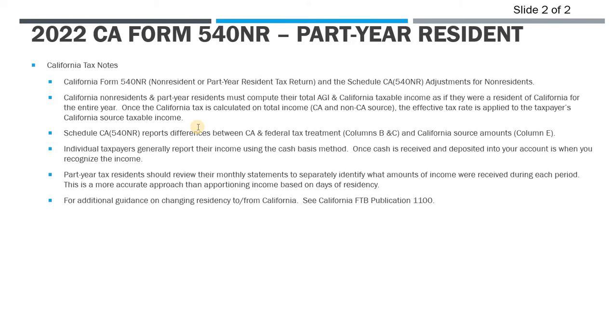So again, you compute what your income tax would be in California if you were a resident, and then you take that effective rate and apply it to just the California source piece, and that's the tax you owe. And we'll see that process when we get into the details on the 1040. Or sorry, not the 1040, the 540NR. Now, if you need some additional guidance on how to account for these items, changing residency to or from California, FTB publication 1100 has more guidance, and they have some examples in there as well that cover these kinds of issues.